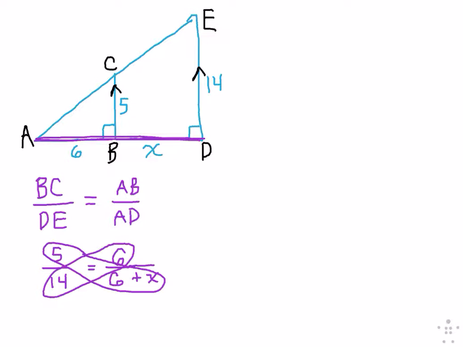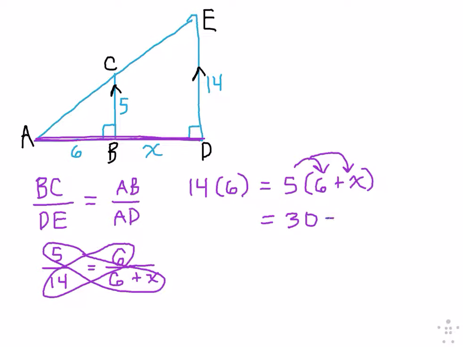And I'm going to do 14 times 6 equals 5 times 6 plus x. So you really have to remember what to do here with distribution. You distribute the 5 to both things that are inside of the parentheses, so that's 30 plus 5x. And then 14 times 6, so 6 times 4 is 24, and then that gives you 84.